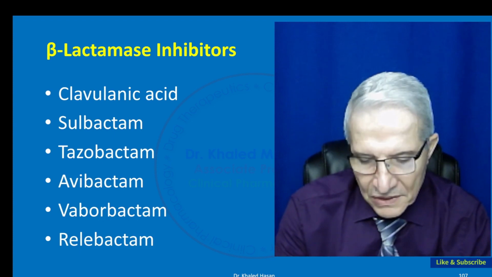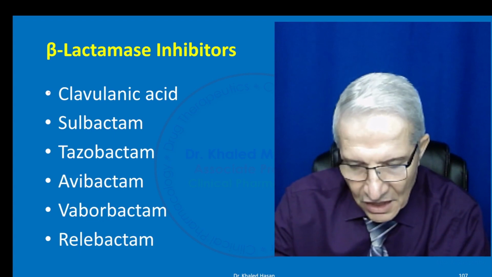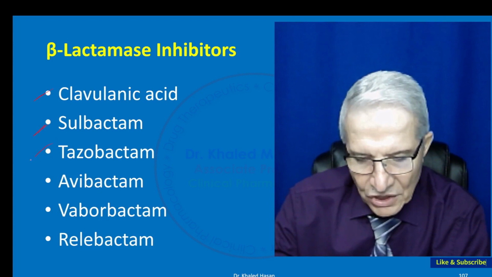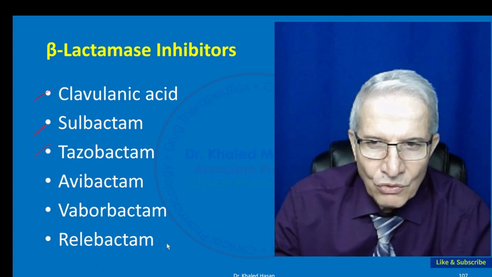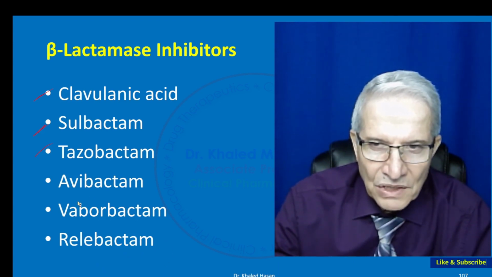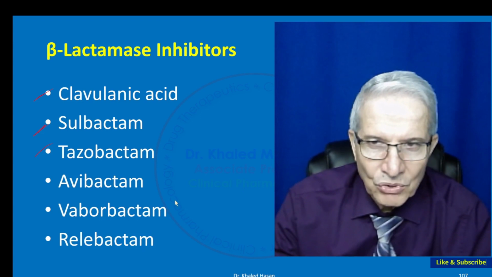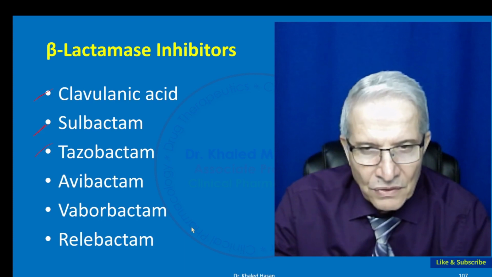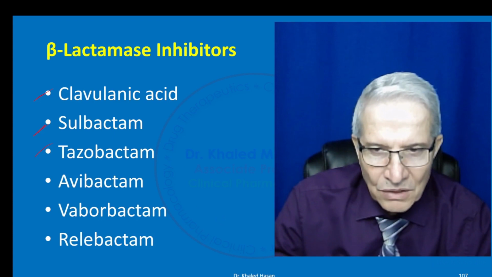As you can see from this list, we are familiar with the first three names: clavulanic acid, sulbactam, and tazobactam. We have another three medications introduced to hospitals recently: avibactam, fabrobactam, and rilibactam. So we are going to cover these six beta-lactamase inhibitors in this brief session.